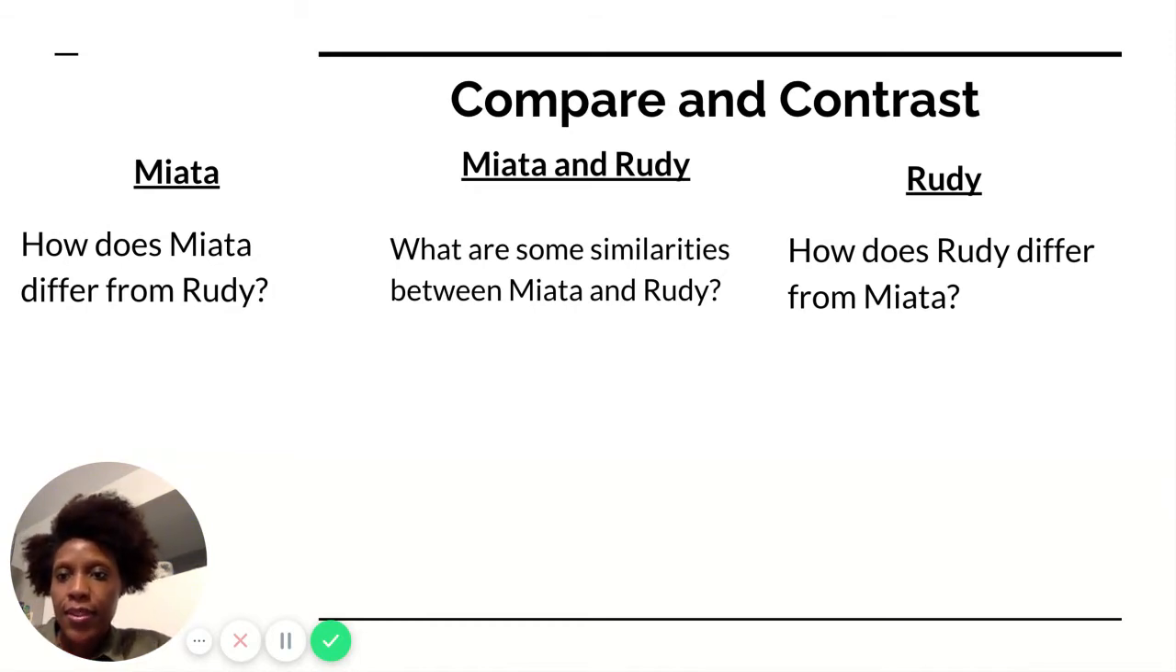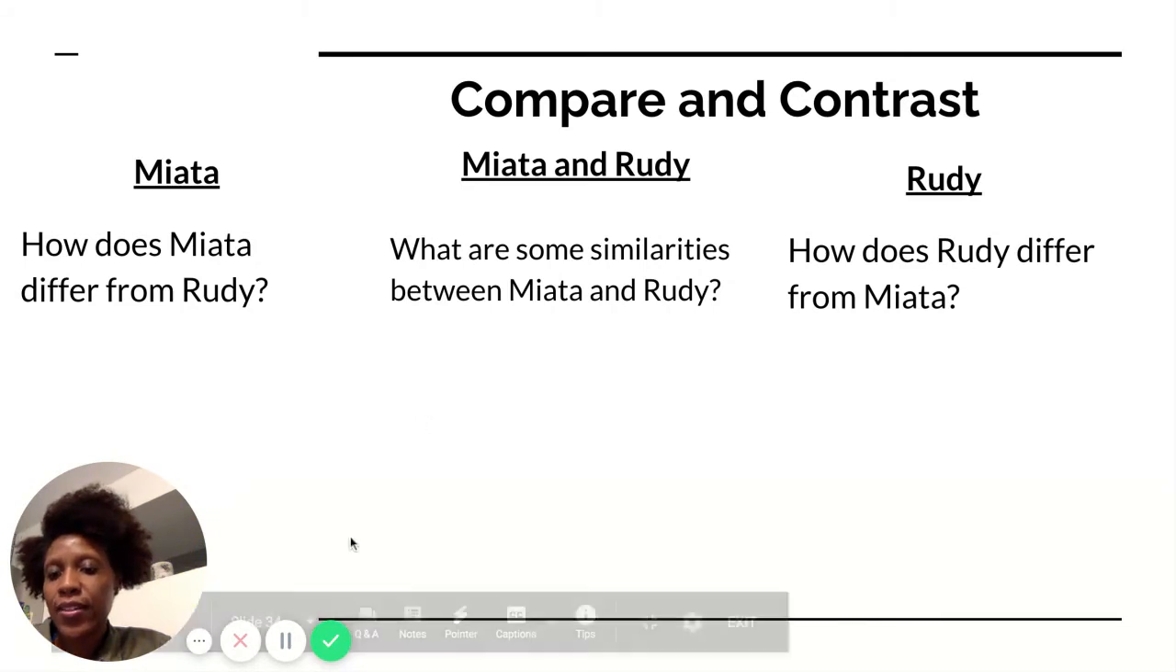As we fill out these columns, here's what we're going to think about. In Miyata's column, how does she differ from Rudy? Under Miyata and Rudy, what are some similarities between the two of them? And in Rudy's column, how does he differ from Miyata? So go ahead and open your textbook because we're going to look for ways in which they are similar and different, but we want to make sure we use evidence to support what we write down. Go ahead and complete your chart and we'll come back together to share our responses.